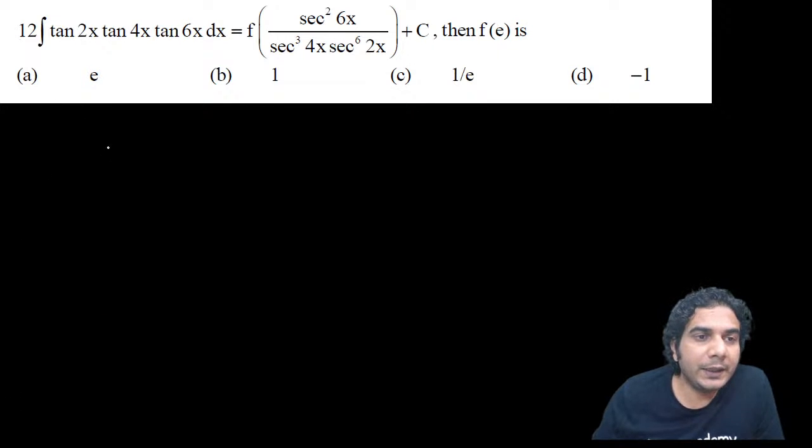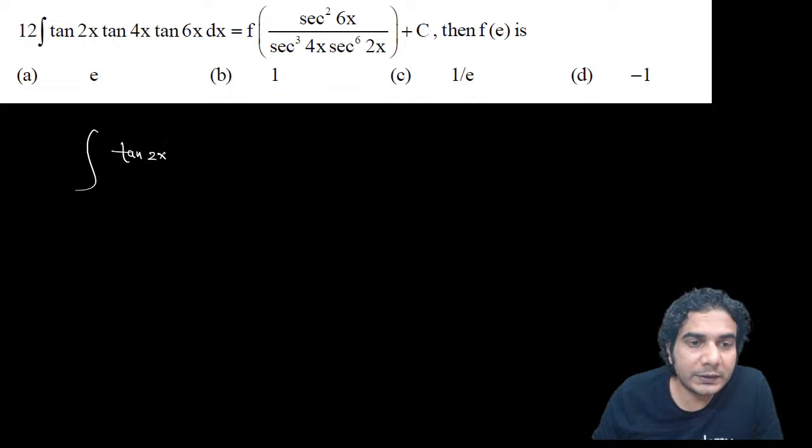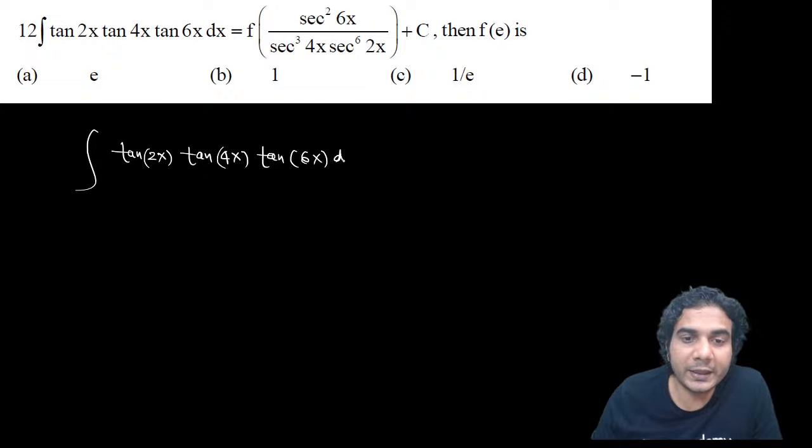See, in this, 3 functions, tan 2x, tan 4x, and tan 6x are in product. Now look at the relation between the angles. So you can see this is theta 1, or 2x. This is 4x, which is say theta 2. And this third angle is basically 6x, which is nothing but theta 1 plus theta 2. Okay, so that is the biggest hint.